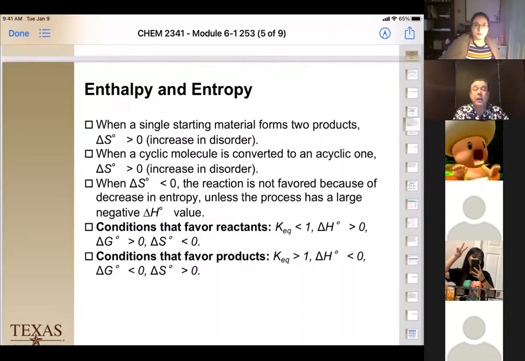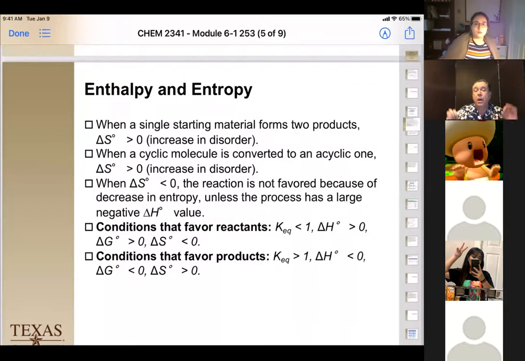Okay. When entropy is negative, the reaction is not favored because of the decrease in entropy, unless there is a lot of heat given off, or a negative delta H. If you give off a lot of heat, if the heat is exothermic, the entropy component is not as important. In many reactions, we start with 2 reagents, we go to 2 reagents, and so our change in entropy is not very high. That means the enthalpy is the most important thing.